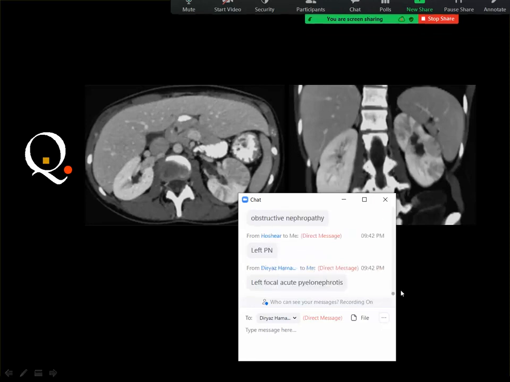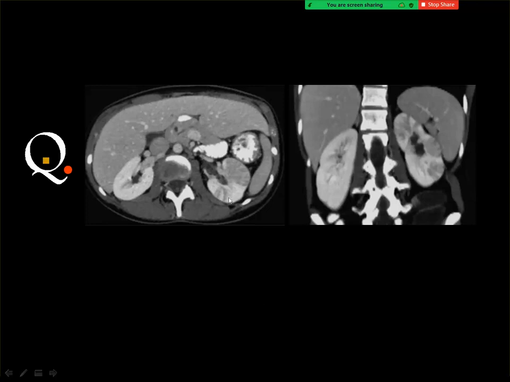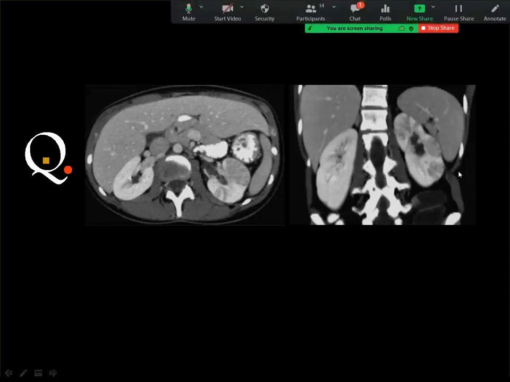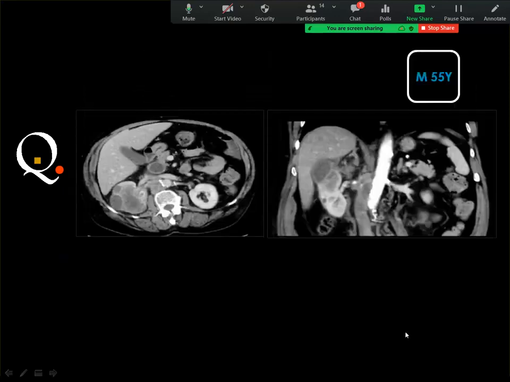Left pyelonephritis, acute pyelonephritis. Okay, this is right, and this is pyelonephritic kidney. The kidney is swollen, the kidney is relatively of poor function, and there are some striations of the nephrogram, and this is acute pyelonephritis. Next case.